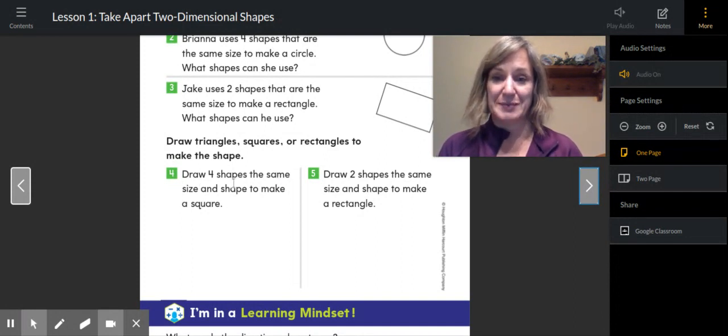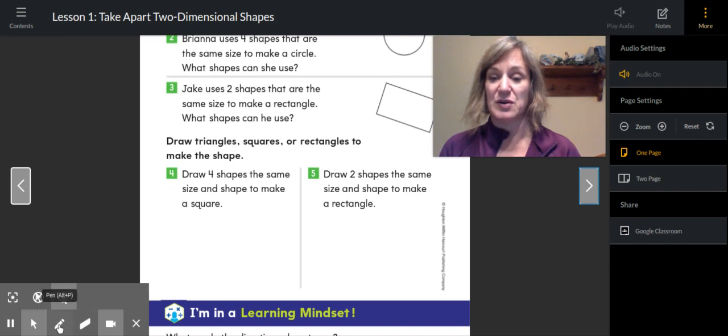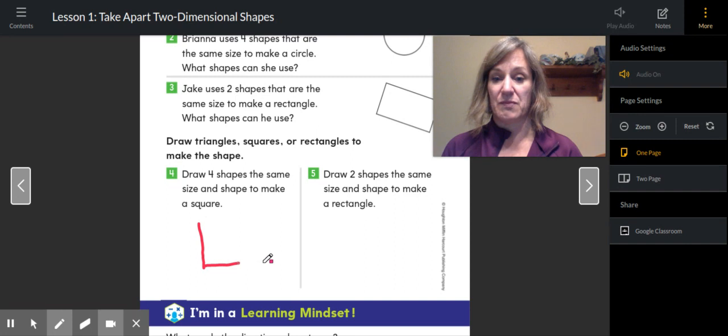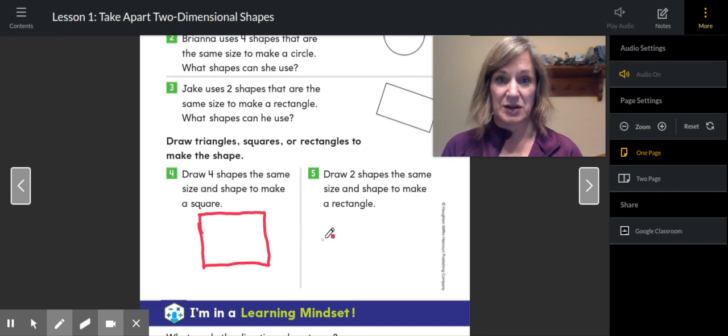Draw 4 shapes the same size and shape to make a square. So you have to end up making a square. So maybe you want to use triangles to make your square, or maybe you want to use smaller squares. So you could divide it here and here, or you could divide it here and here. Use 4 pieces to make a square.